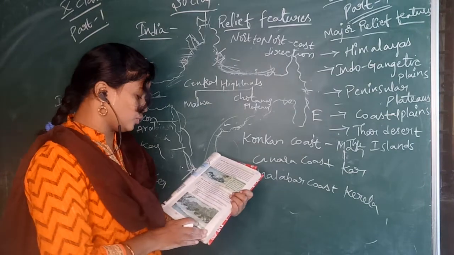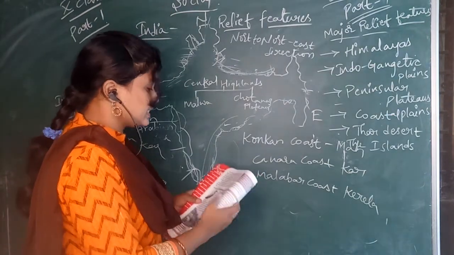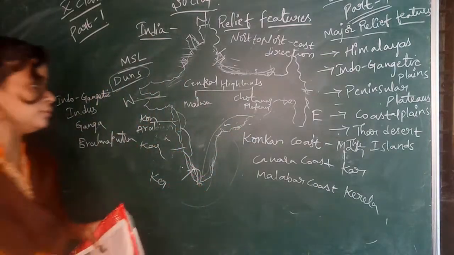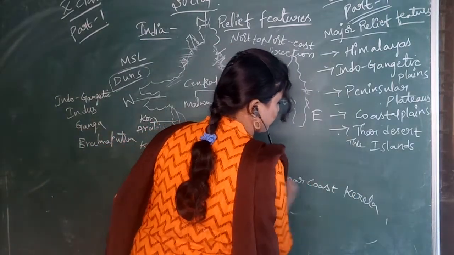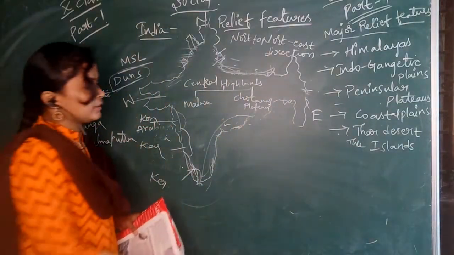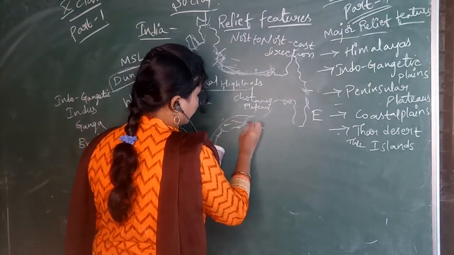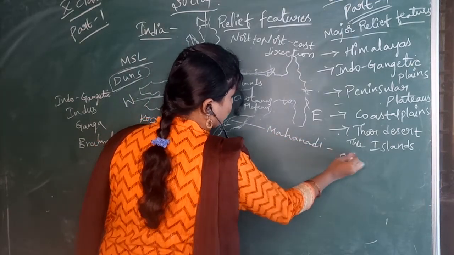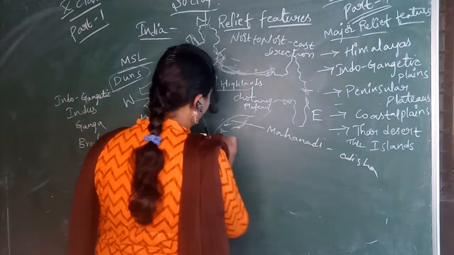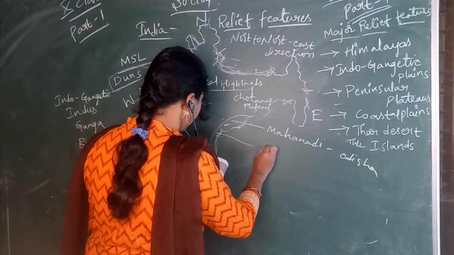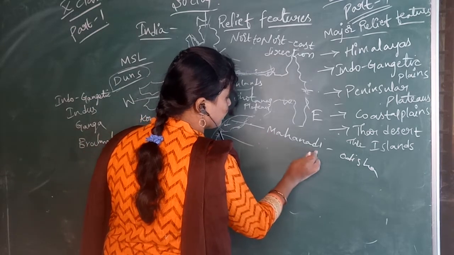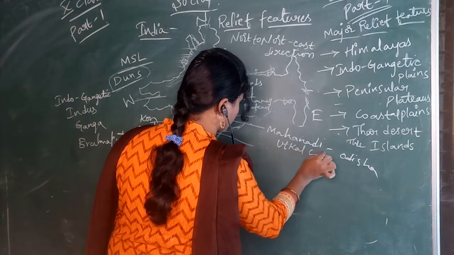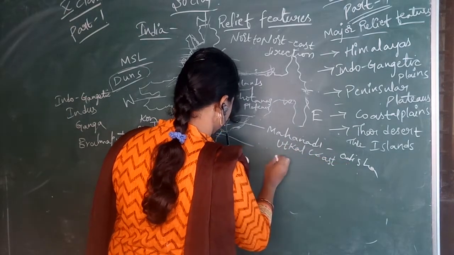Now the other coasts are situated in the eastern side. Okay, children? I will tell you now. In the eastern side, there is the Mahanadi in Odisha. Okay. Next, this is the Mahanadi river, and which coast is situated there? Utkal coast. Utkal coast is situated in Odisha.